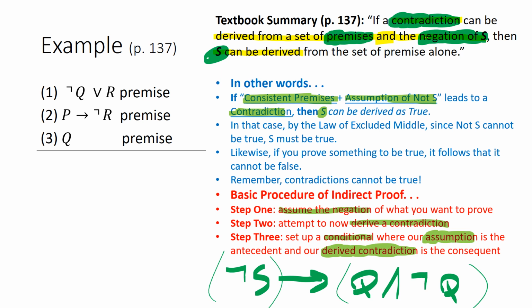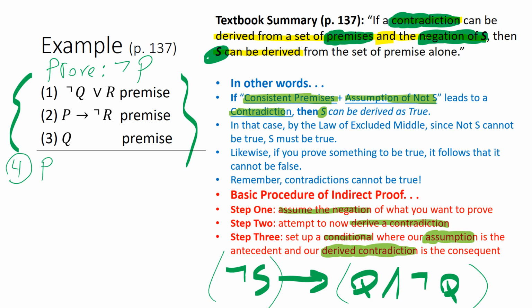If we look at our example, right here we have 3 premises, and we want to prove not P. I better write that down. So we're going to prove not P. So for sentence 4, what do we do? Step 1, we assume a negation of what we want to prove. We want to prove not P. The negation of that is P. And this is just an assumption. And as an assumption, we will quarantine it, so to speak, and put it in a box.